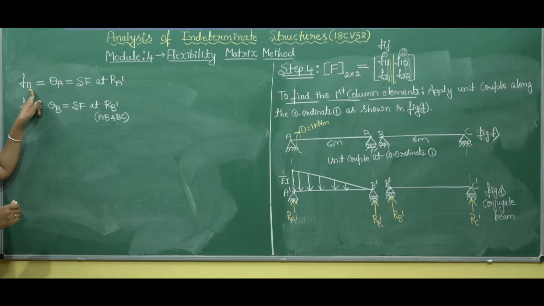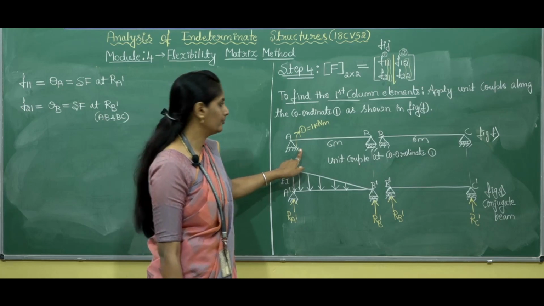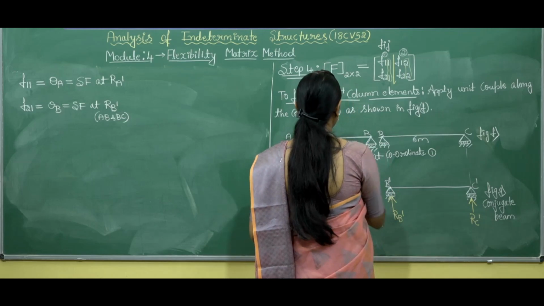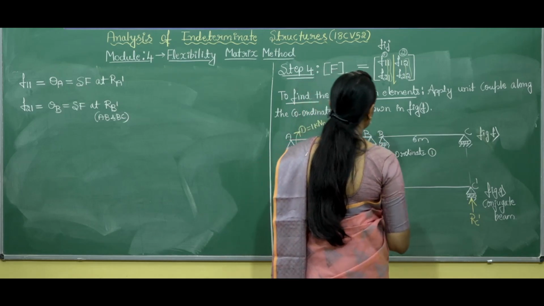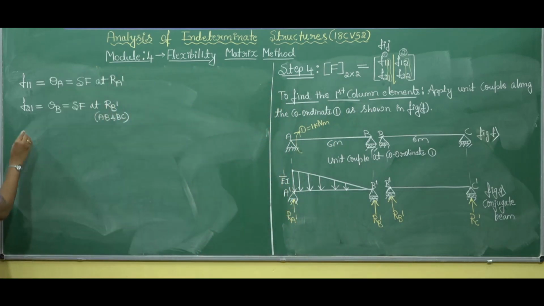Clear? So you all know F11 is the displacement developed at coordinate number 1 due to the application of load at coordinate number 1. This is the displacement developed at coordinate number 2 due to the applied load at coordinate number 1. Here the load applied is 1 kilonewton meter. So while applying unit couple at coordinate 1 and 2, we should remove all other kind of loadings. Clear? Let us find RA dash and RB dash.